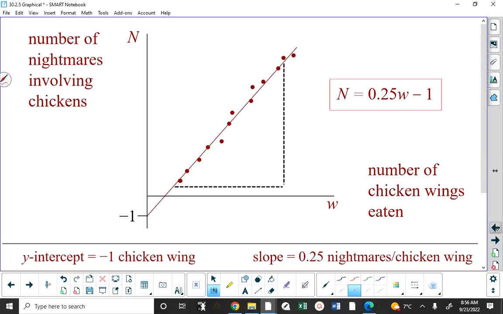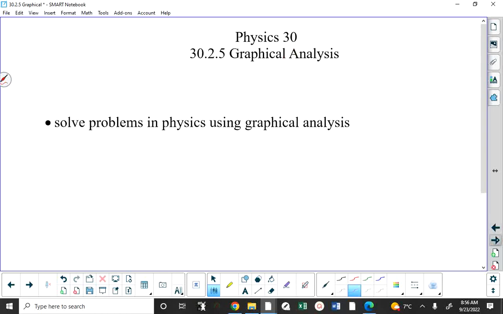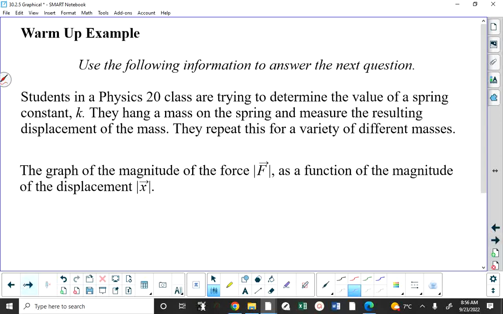Aside from the silliness of this, does this analysis make sense to you? You're taking data, you're seeing it falls in a straight line, you're finding the slope and the y-intercept, and you're building an equation. Okay, with that said, let's take a look at some examples dealing with physics. And the first example is this one.